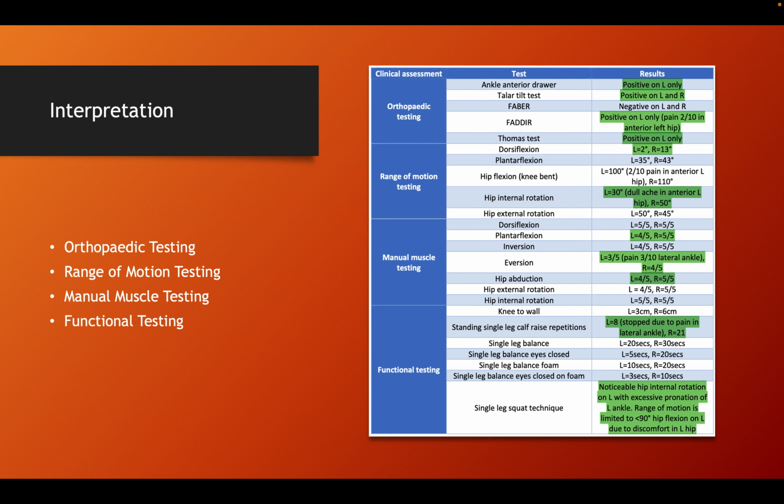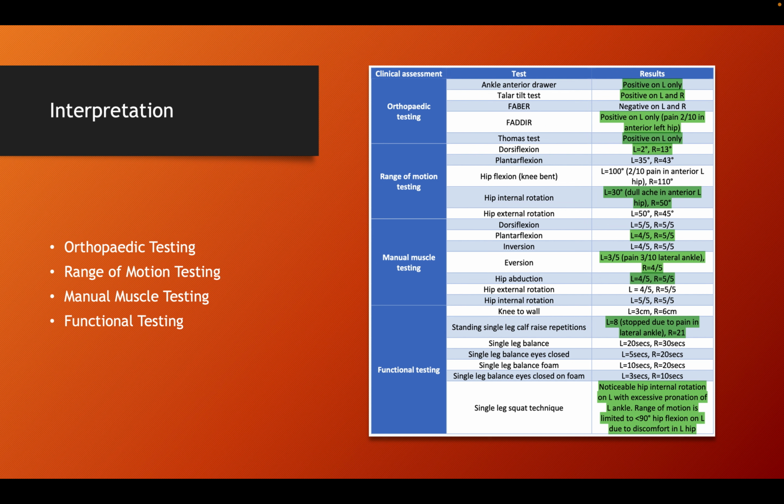Manual muscle testing revealed weakness in the left plantar flexors with a 3 out of 5, and hip adductors with a 4 out of 5, and external rotators 4 out of 5, all on the left, indicating deficits in key stabilizing muscles. In the functional testing, the client demonstrates poor single leg control on the left.